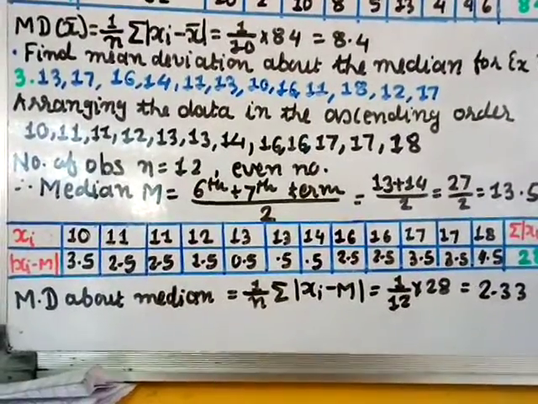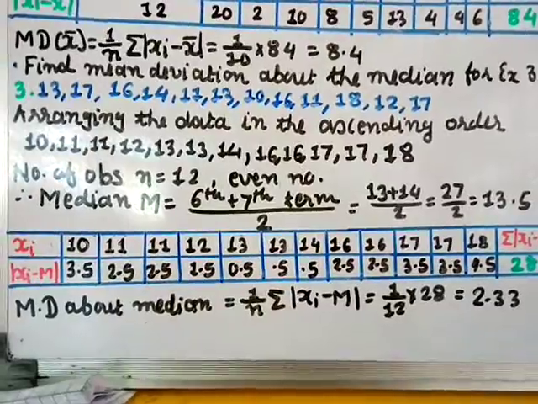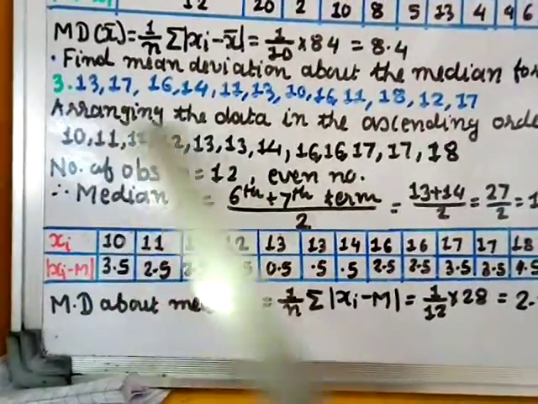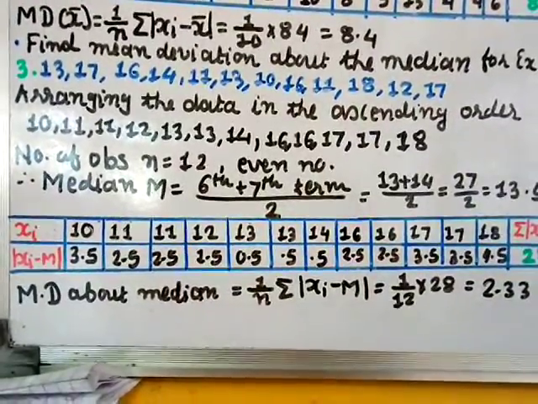Question number 3. Find mean deviation above the median for exercise 3 and 4. So for questions 3 and 4, we are asked to find the mean deviation above the median. So first you have to find the median.